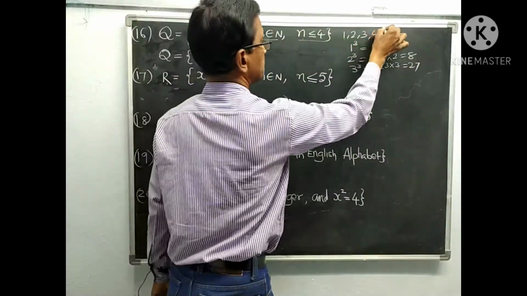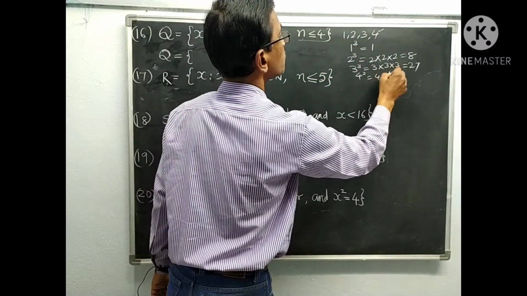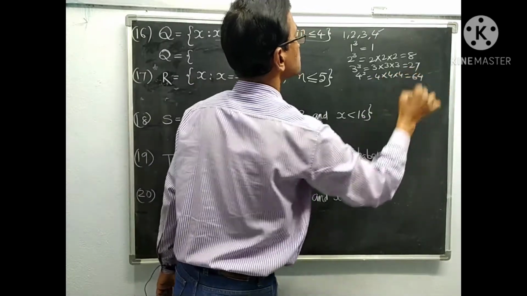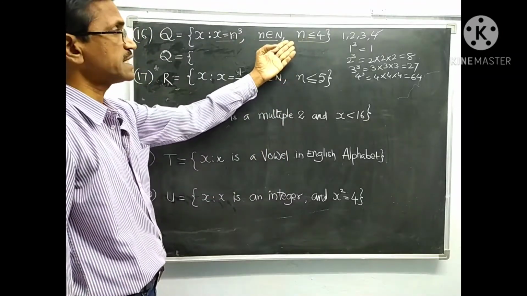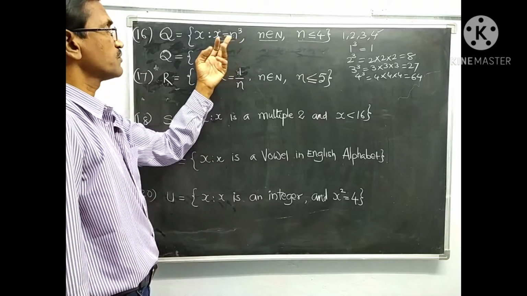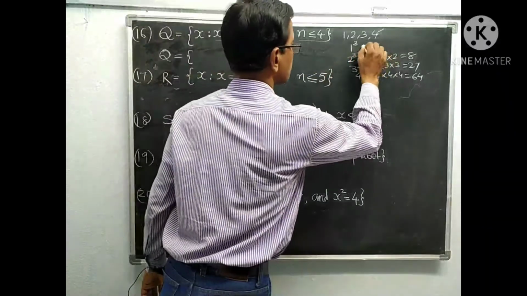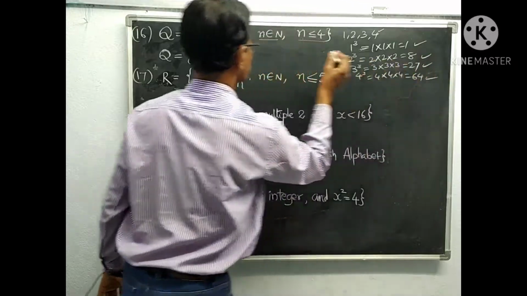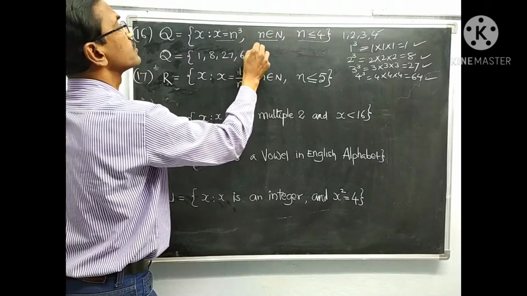And you have to write 4 also in the place of n, 4 cube, 4 into 4 into 4. 4 4s are 16, 16 4s are 64. So select the number n values from this set and substitute in the formula, in the rule, then find the elements of this set. So what we have got here: 1 into 1 into 1 is 1, 8, 27, 64. So 1, 8, 27, 64.